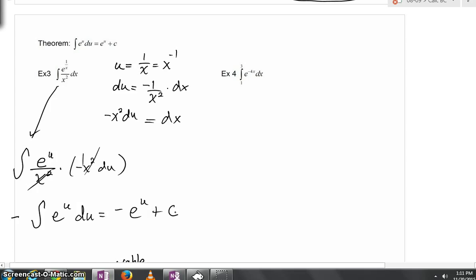Is that my final answer, though? Yeah, resubstitute in. Your u is actually 1 over x. And hey, look at that. There you go. Negative e to the 1 over x plus c.